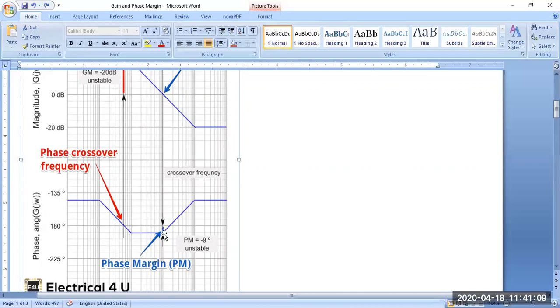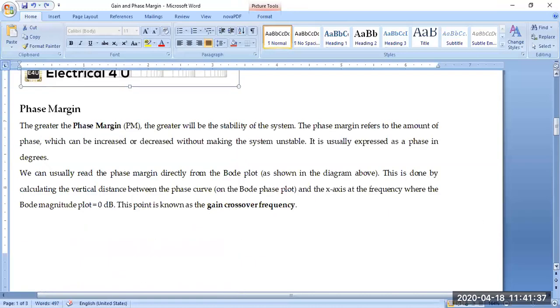Phase margin is negative. Now, when both gain margin and phase margin are negative, or any one of them is negative, the system is unstable. Understand the point very well in Bode plot. If gain margin or phase margin, any one of them is negative, or if both are negative, then the system is unstable. So let us understand the definition of phase margin.